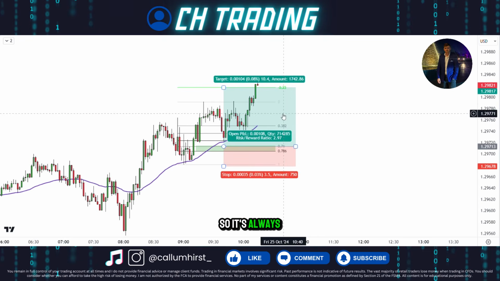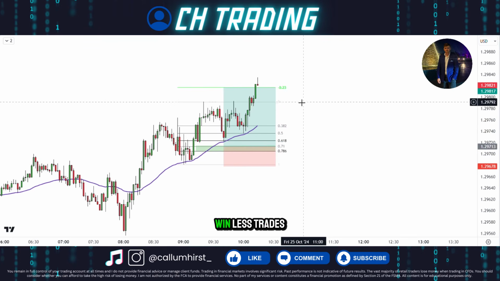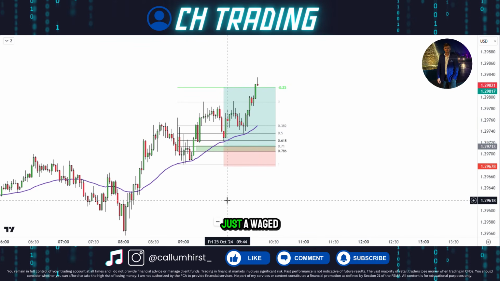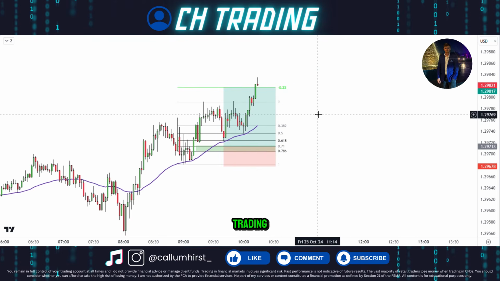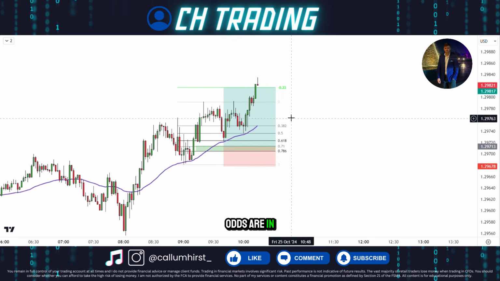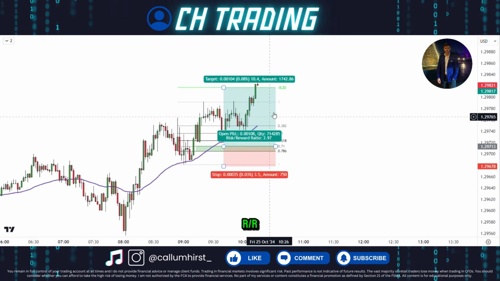So it's always better to trade with a higher RR because it means that you need to win fewer trades in order to make money. Now, trading is just a wagered game of probability. There's nothing about trading that means that you've taken the right position and it's going to win. There's no "it's going to" in trading. There's only "it's likely to," or "it's highly likely to," or "it's unlikely to." It's all probability. So you want to make sure that the odds are in your favor, and one way that you can do that is by taking higher RR trades, basically.